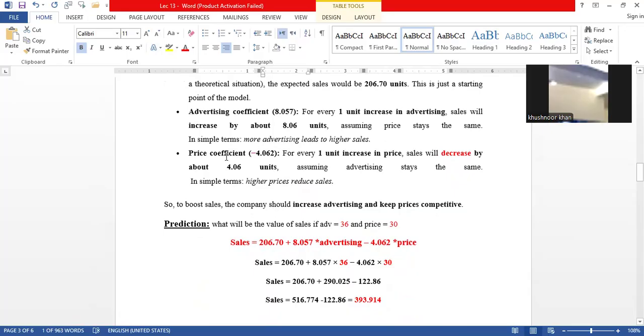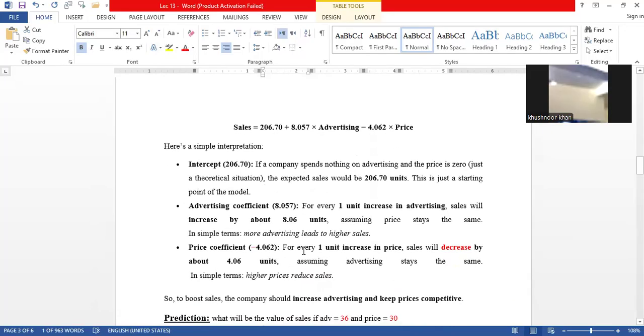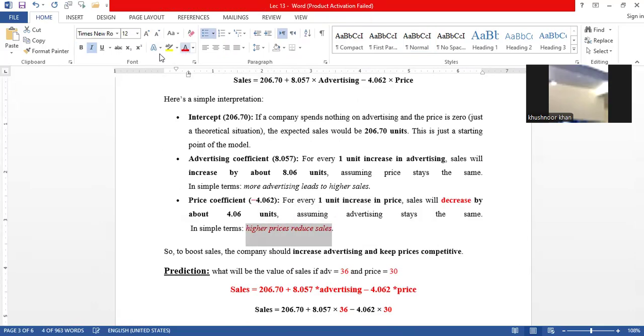Why? क्योंकि प्राइस का कोएफिशिएंट नेगेटिव है, वो ये बताता है for every 1 unit increase in price, sales will decrease by how many units? 4.02 units. Assuming advertising stays the same. In simple terms, high prices reduce sales. High prices जो होती हैं वो आपकी sales को reduce कर देती है.